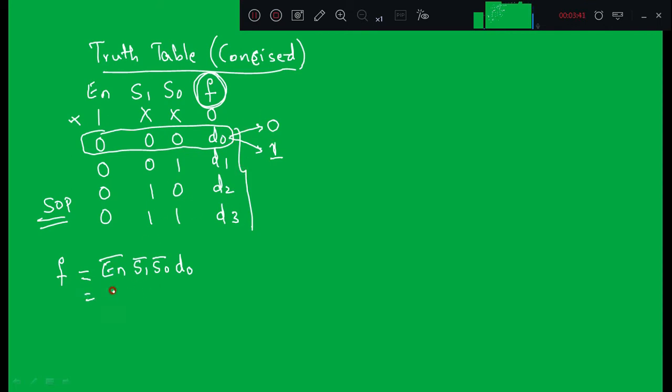Enable is equal to 0, so I'll substitute enable is equal to 0 for this row. S1 and S0 are 0 0, so I'll substitute S1 bar, S0 bar. What is D0? First I'll consider D0 is equal to 0. What is the output for this input combination? 0 bar is 1, 0 bar is 1, 0 bar is 1, but D0 is 0.